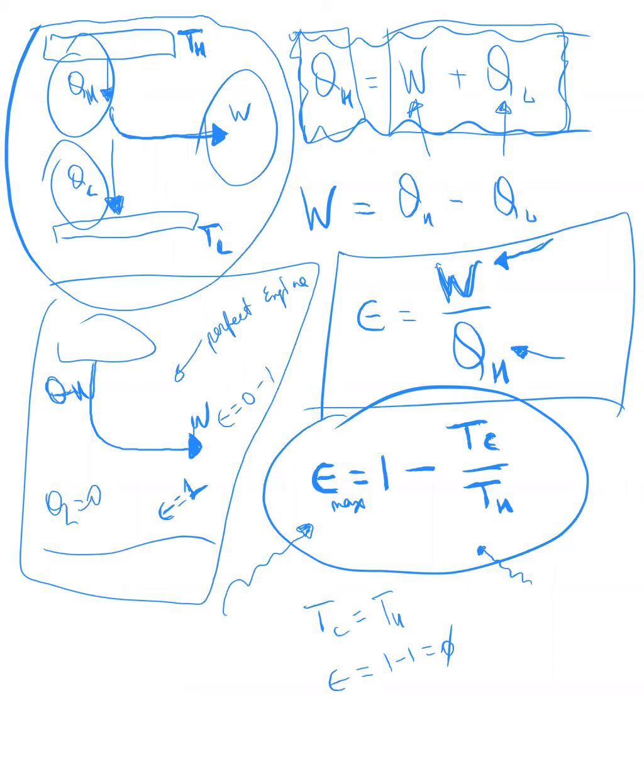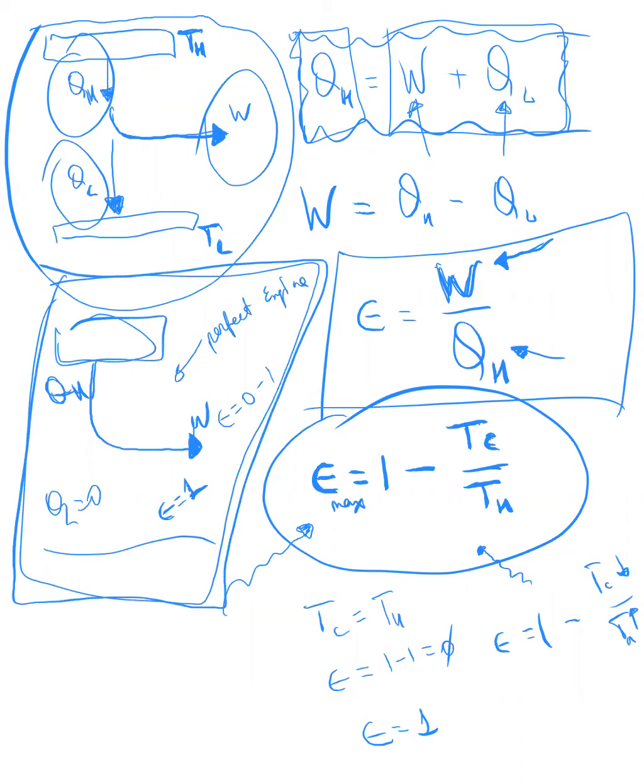Now let's think about how I make my efficiency high. If I want to make my efficiency high, my cold temperature has to go down and my hot temperature has to go up. So the more the gap, the more efficient my engine is. The next question you may be asking is, under what circumstances can I achieve epsilon equal to 1? So this perfect engine.